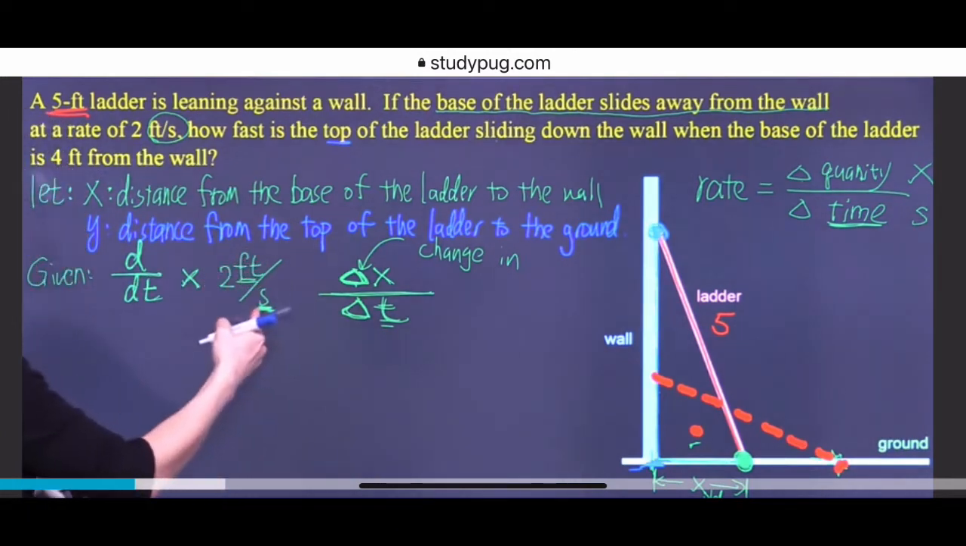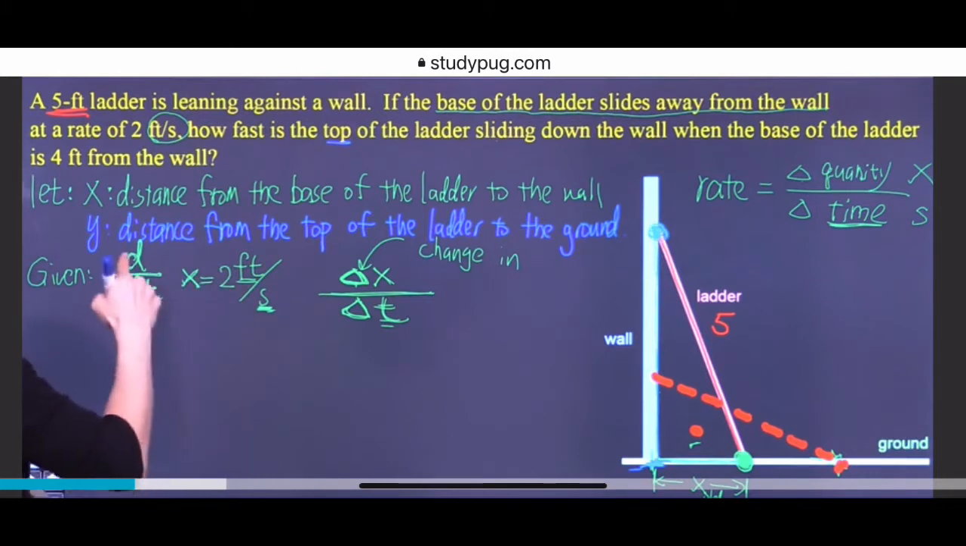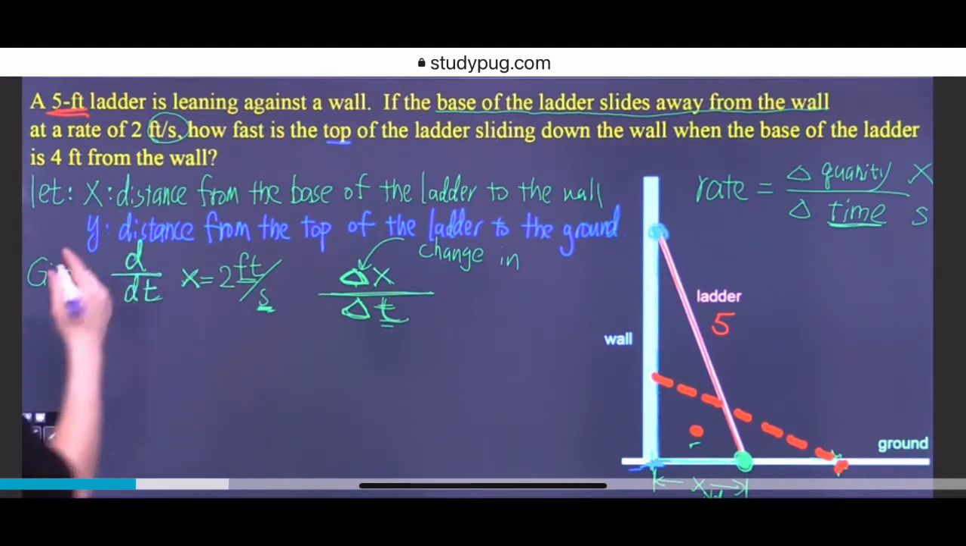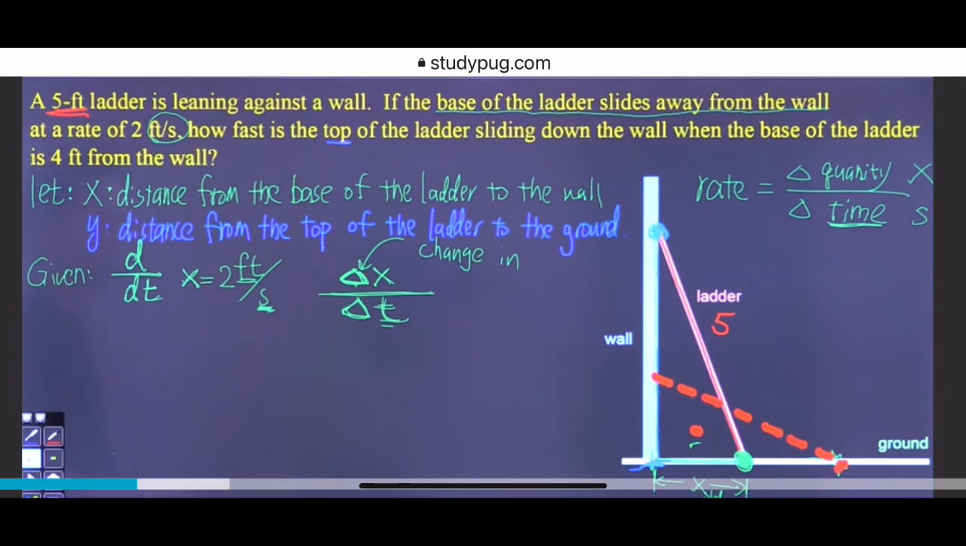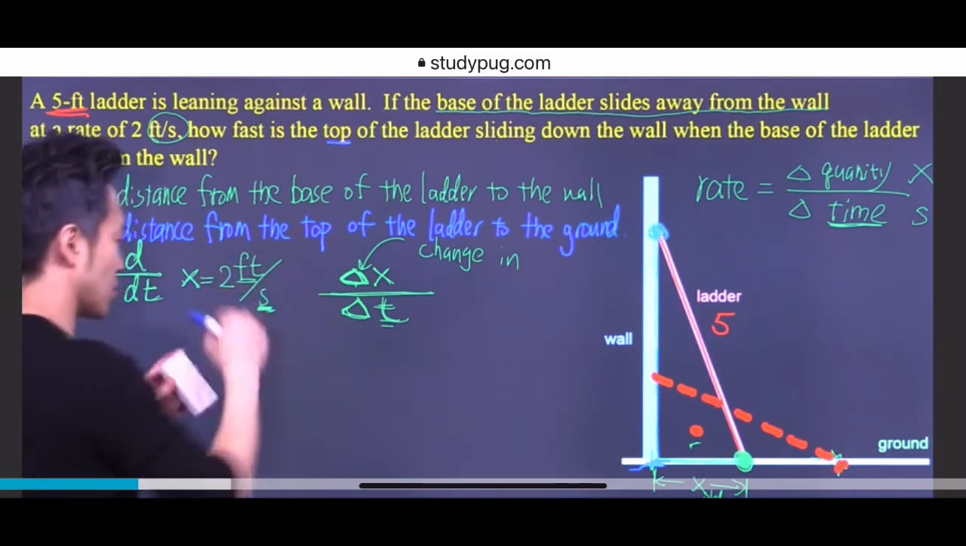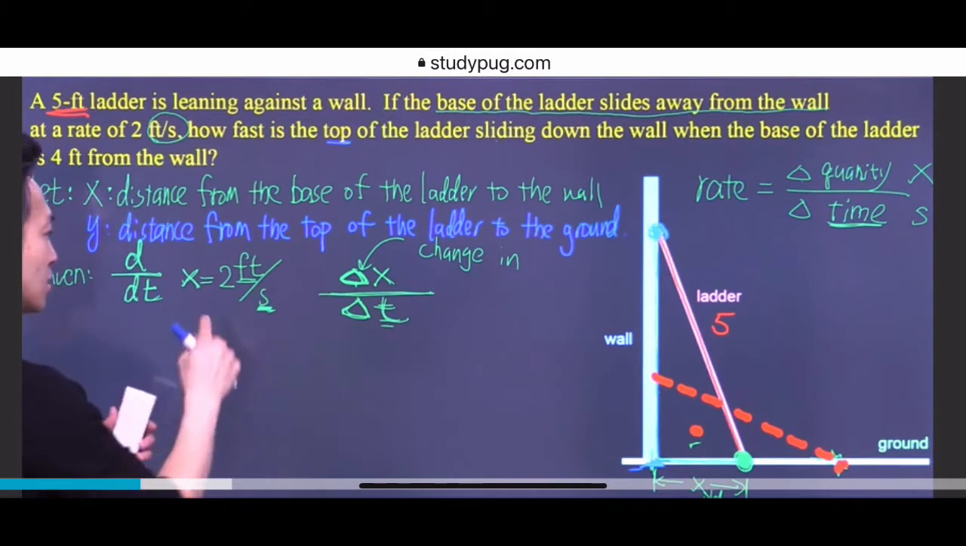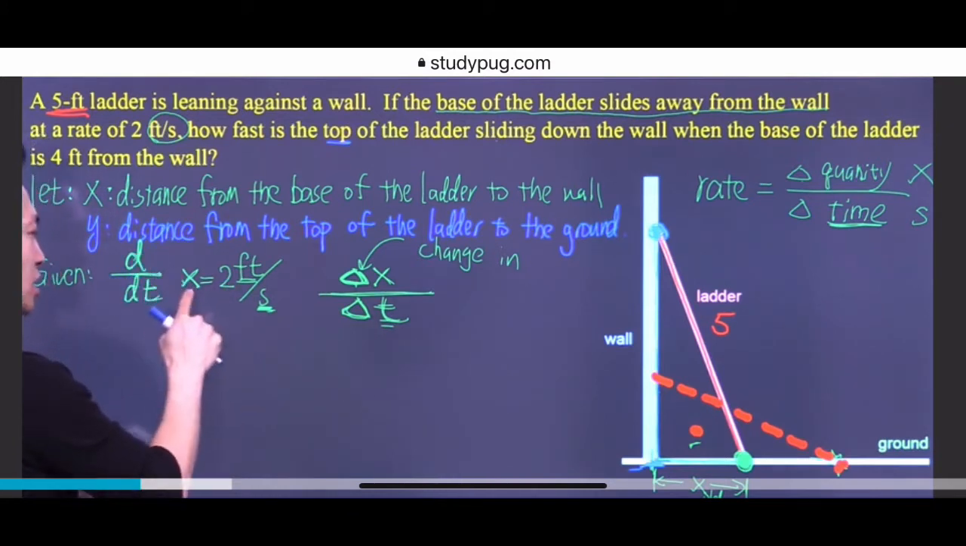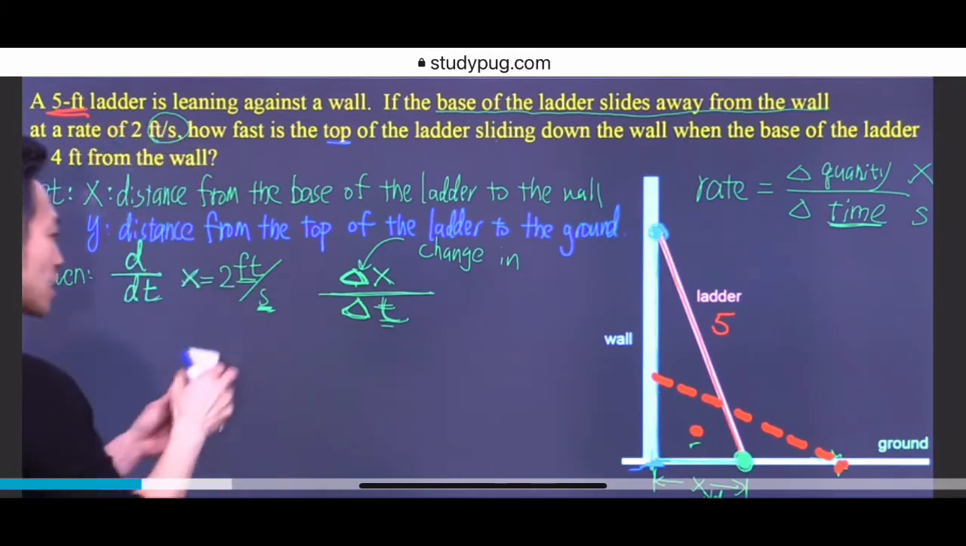2 feet per second is what? The change in x over the change in time. Can you see that? Okay, so let me just write this out more nicely. So dx over dt in this case is 2 feet per second.